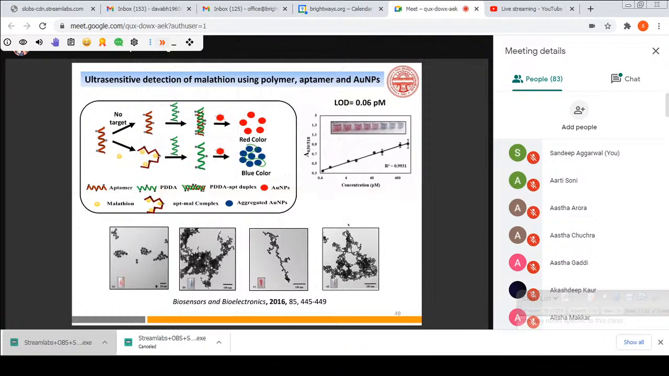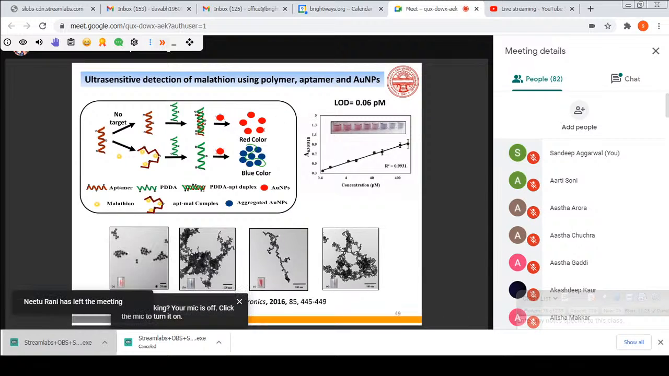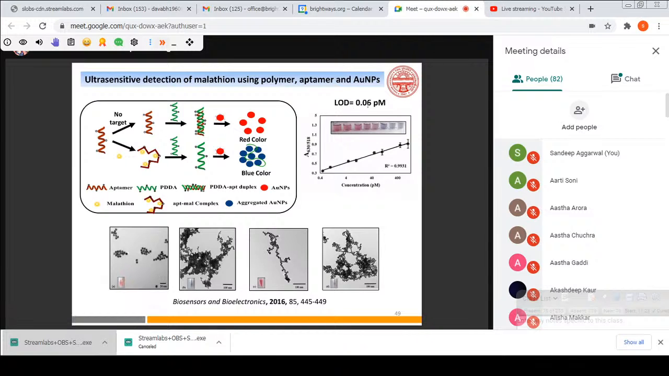So the important point is that when you put the pesticide in this, the color of the gold nanoparticle changed to blue, and when the pesticide is not there, the color remained red. And in this case we found the limit of detection went down to the picomolar region, 10⁻¹² molar. It is a quite sensitive detection technique and you can use it directly.